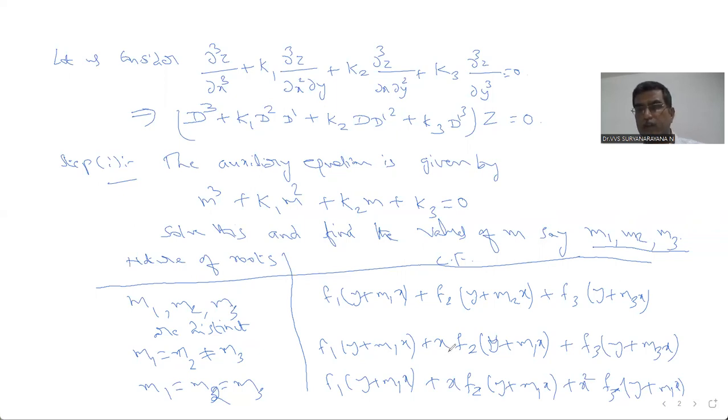What is the purpose of writing into x? Because if we don't write x, then f1 of y plus m1x and f2 of y plus m1x, since both are functions of y plus m1x, by combining those two, we can write only one function. But we need 3 arbitrary functions in the solution of a third order PDE. That's why, in order not to combine these two, we are multiplying with x outside. That is the reason. And if all the 3, m1, m2, m3, are equal, then in place of m2 write m1, in place of m3 also write m1, multiply second term with x, third term with x square.